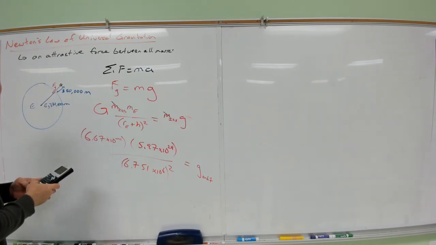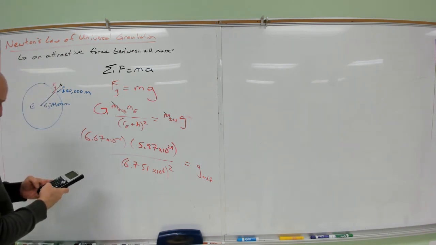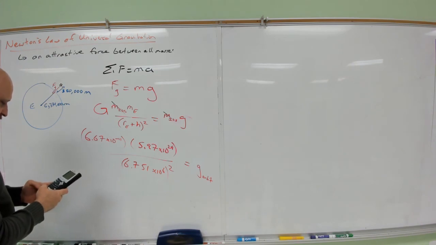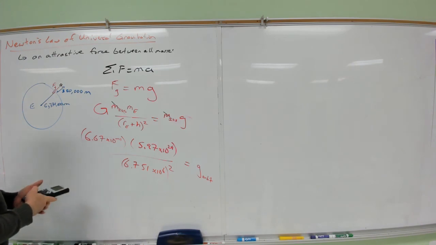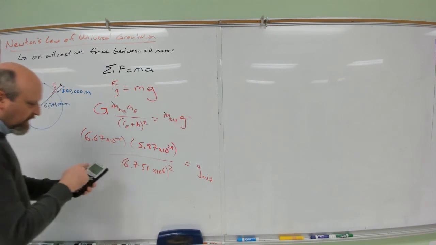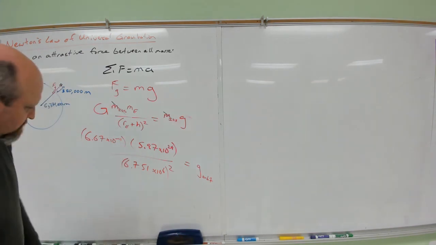6.67 times 5.97 divided by 6.751 squared. Okay, and then times 10 to the 1. I'm going to end up with 8.74.